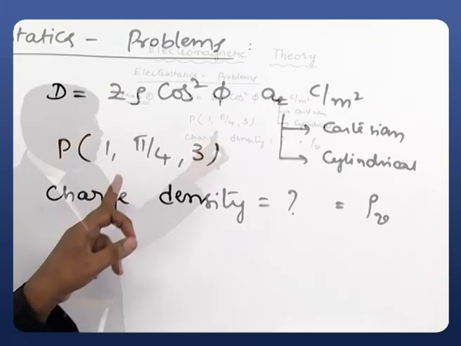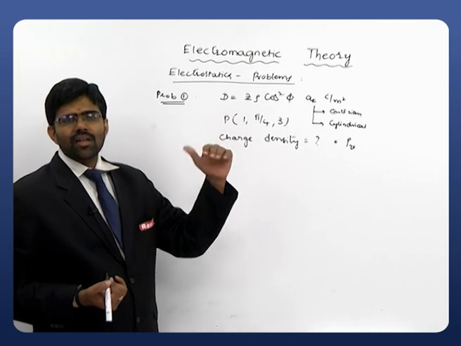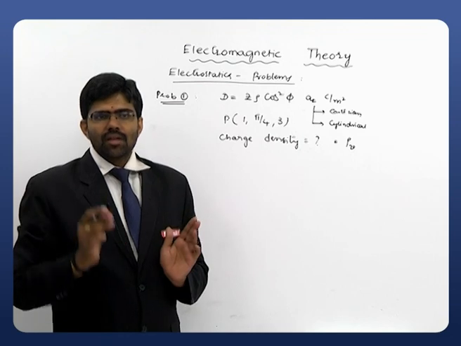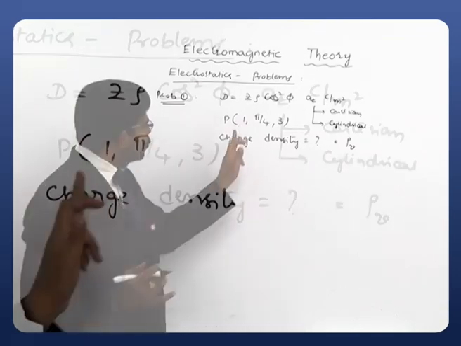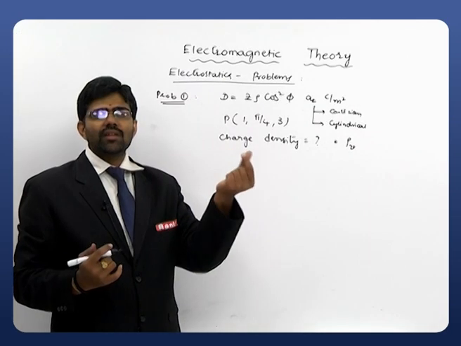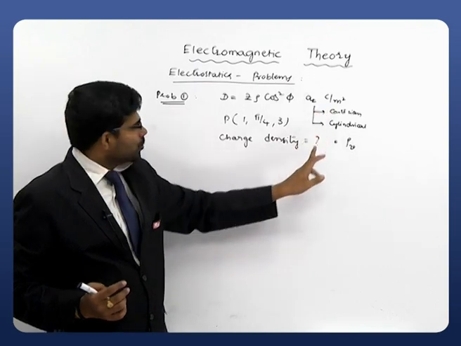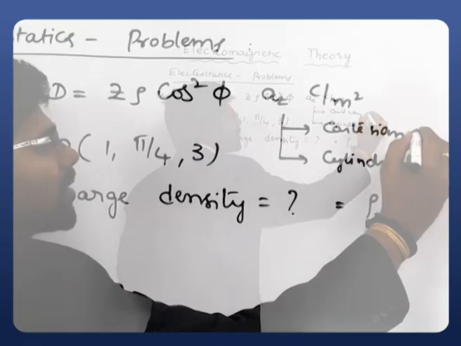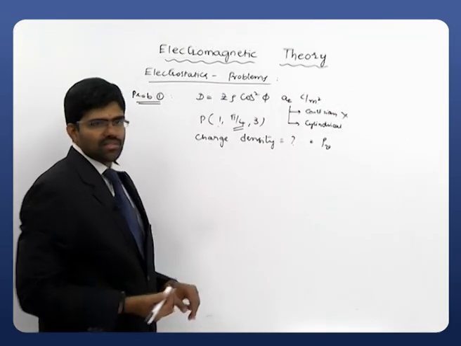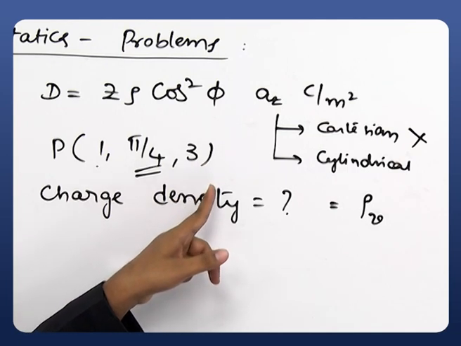1 is a distance, pi by 4 is an angle, 3 is a distance. In the rectangular or Cartesian coordinate system, all 3 coordinates are distances. In the cylindrical coordinate system, there are 2 distances and 1 angle. In the spherical coordinate system, there is 1 distance and 2 angles. So the spherical is already eliminated. Among these two, we need to eliminate the Cartesian also, because it contains 1 angle and 2 distances. So clearly the point was given in the cylindrical coordinate system.